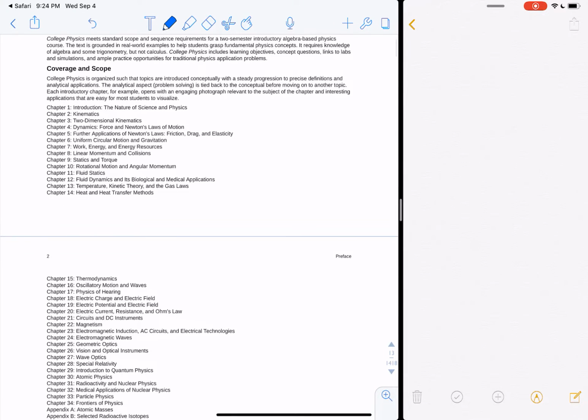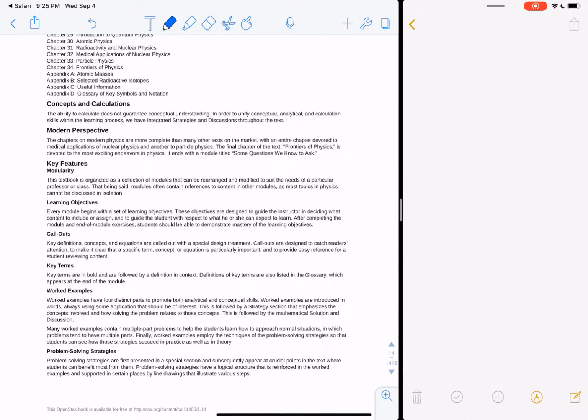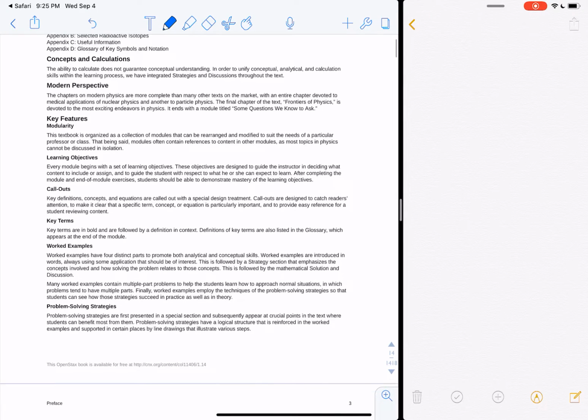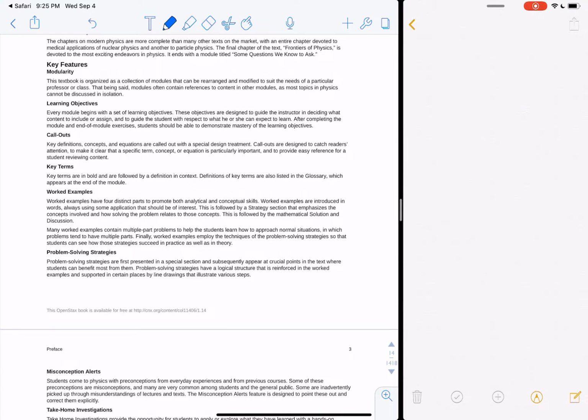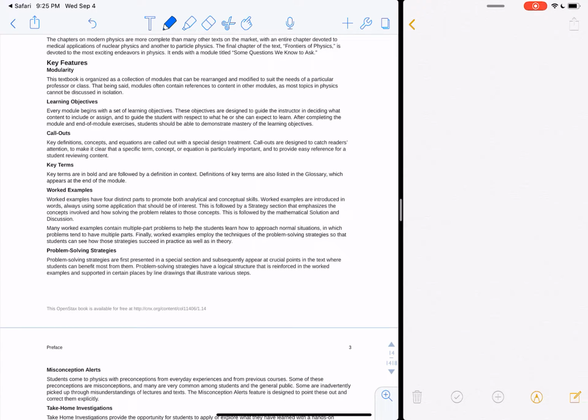All right, so coverage and scope. What we're going to cover in this course is chapters 1 through 17, and they're listed there. There are also some parts of the book, like the concepts, calculations, and modern perspective chapter. The book says it can be organized and rearranged, and each chapter is self-contained, but modules contain references to other modules, so it's better not to rearrange and modify the course as best you can. So I'm just going to go through the book from start to finish, chapters 1 through 17.